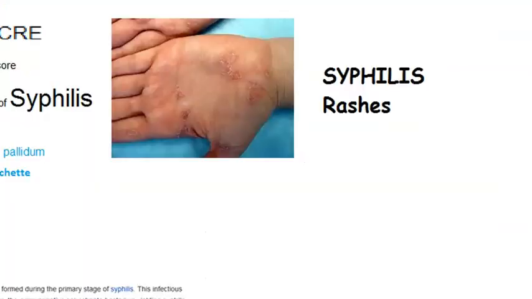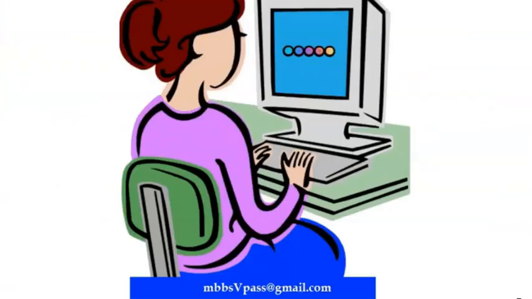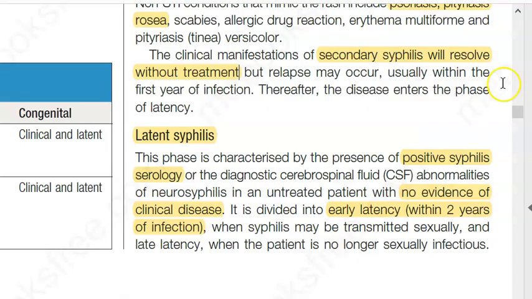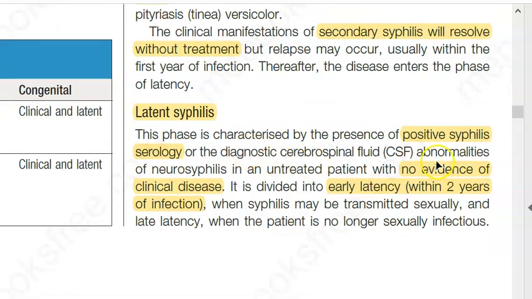So now, what are we done with? Primary and secondary. Now what will happen? Secondary also will resolve without treatment. Okay, relapses can occur, etc. After that, the disease will enter the phase of latency. Now we are going to latent syphilis. Basically, what will happen here?